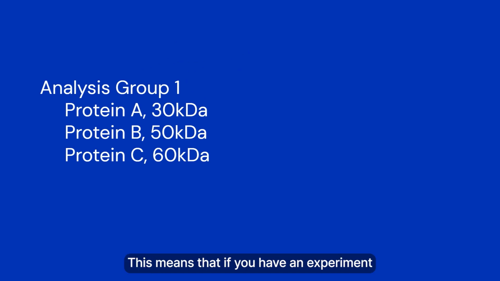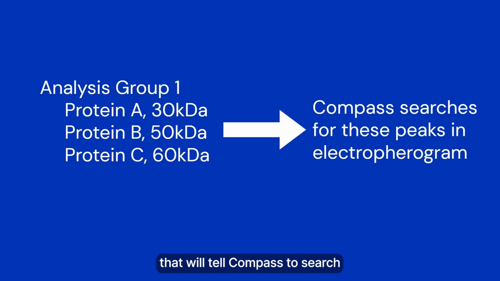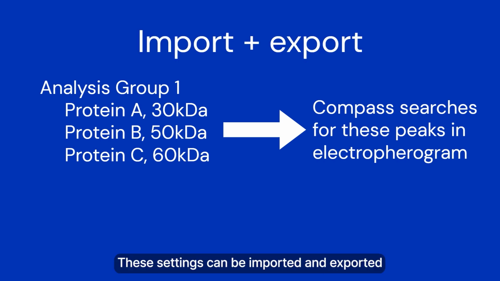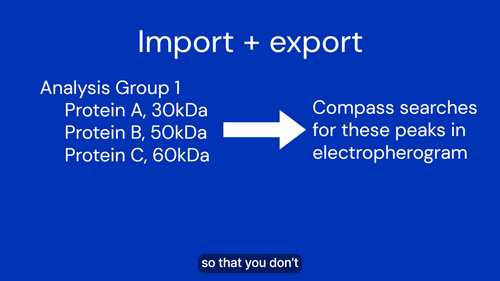This means that if you have an experiment that labels 3 different proteins, you can make an analysis group that will tell Compass to search for those 3 peaks in the electropherograms. These settings can be imported and exported so that you don't have to remake analysis groups. Check out the video on importing and exporting analysis settings for more information.